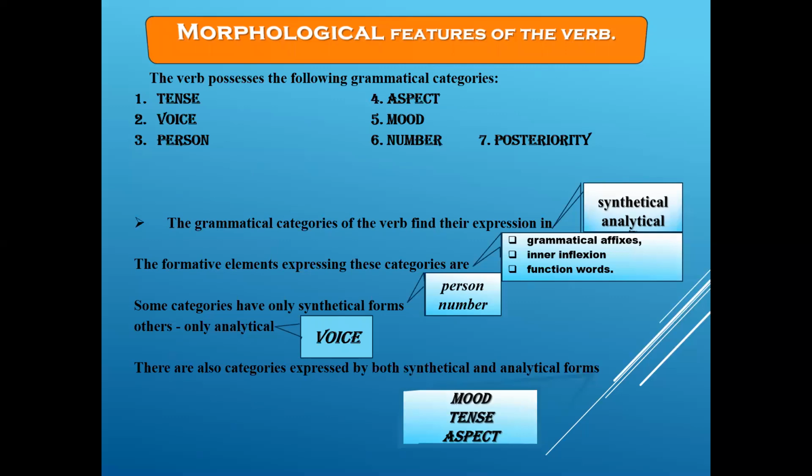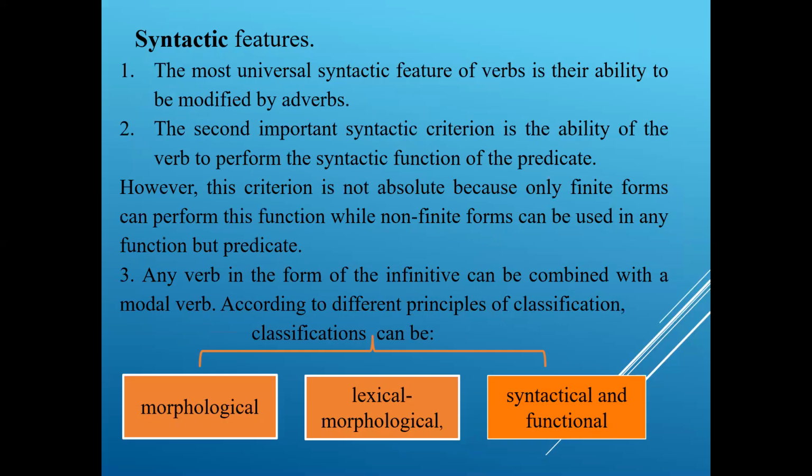The verb possesses the following grammatical categories: tense, voice, person, aspect, mood, number, posteriority. The grammatical categories of the verb find their expression in synthetical and analytical forms. The formative elements expressing these categories are grammatical affixes, inner inflection, and function words. Some categories have only synthetic forms, that is the person and number, and others only analytical. It could be voice. There are also categories expressed by both synthetical and analytical forms, such as mood, tense, and aspect.